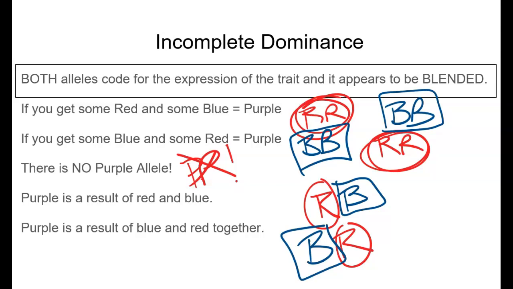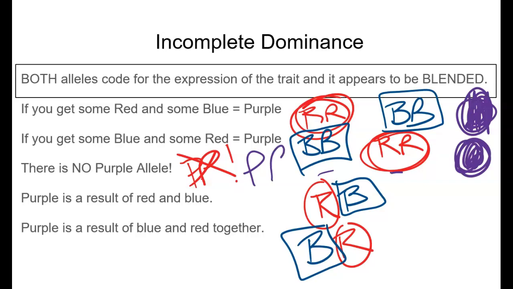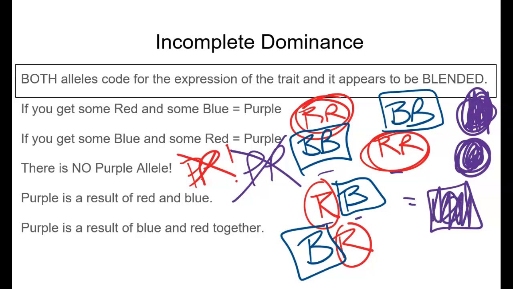If you get some red and some blue, you're going to end up looking, phenotype, appearing purple in color. There is no purple allele, no capital P. However, purple is a result of both red and blue at the same time. Your appearance would be purple in color. Purple is a mixture, a combination.